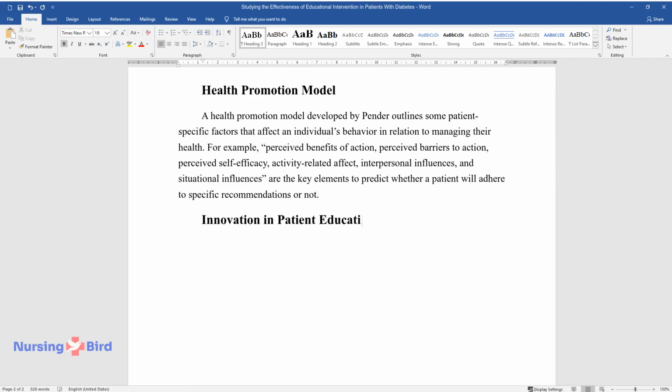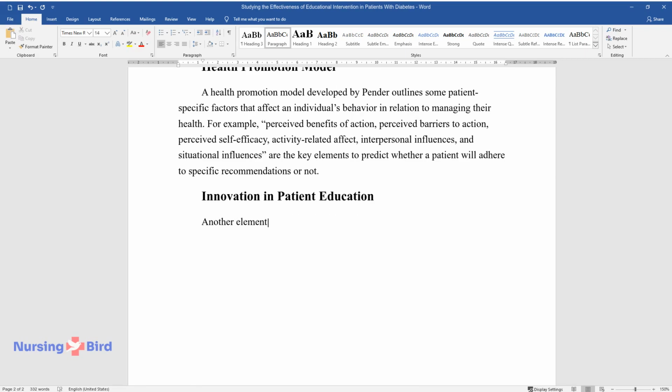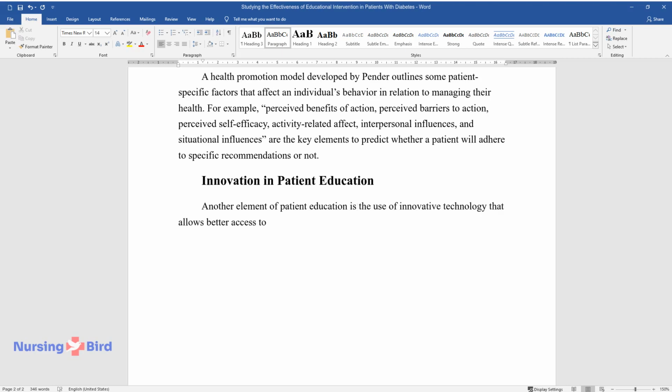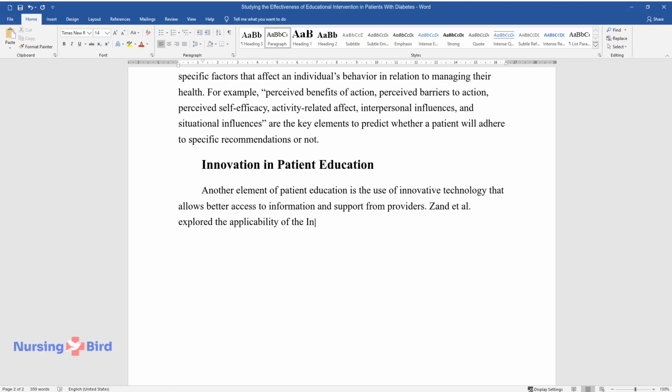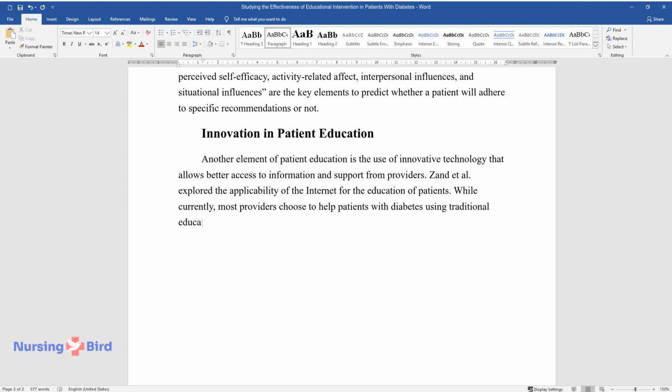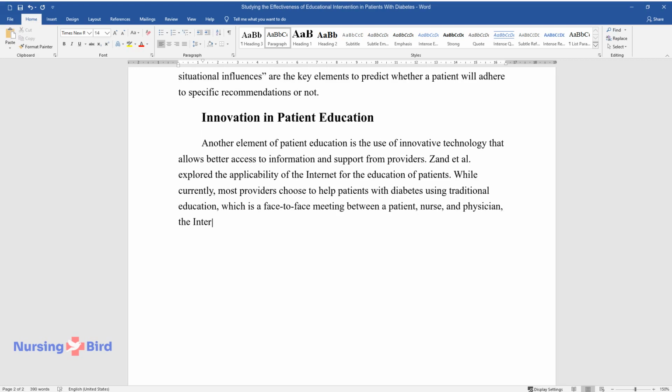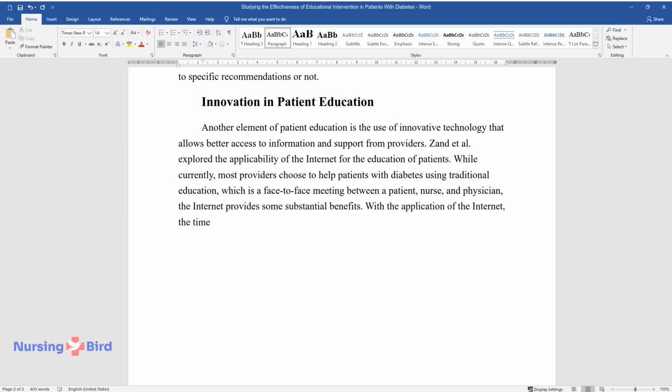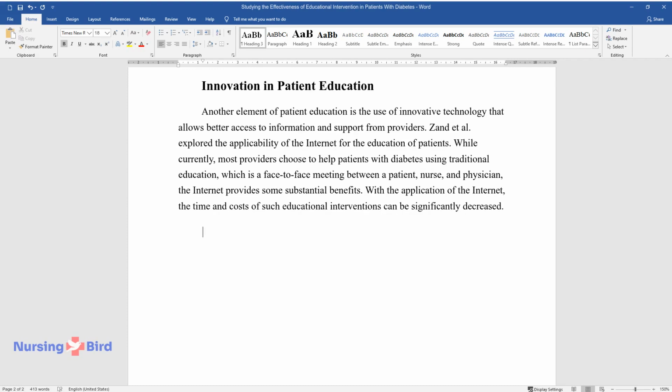Innovation in patient education. Another element of patient education is the use of innovative technology that allows better access to information and support from providers. Zan et al. explored the applicability of the Internet for the education of patients. While currently, most providers choose to help patients with diabetes using traditional education, which is a face-to-face meeting between a patient, nurse, and physician, the Internet provides some substantial benefits. With the application of the Internet, the time and costs of such educational interventions can be significantly decreased.